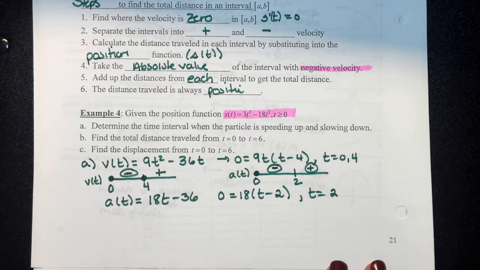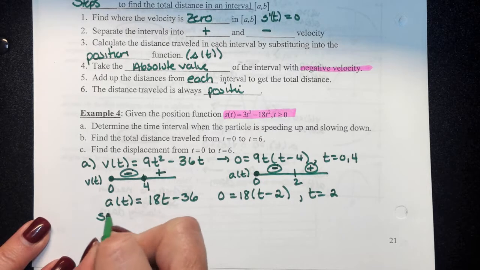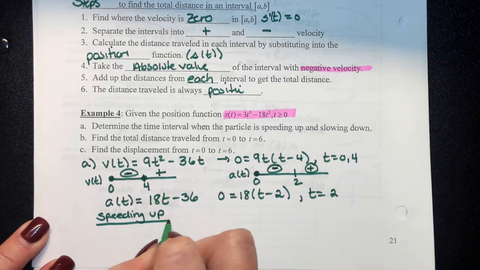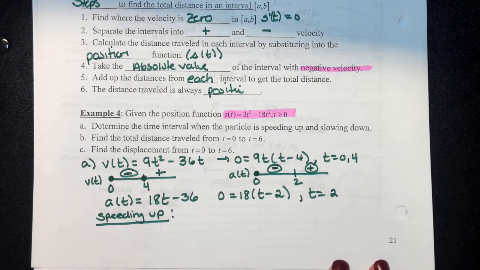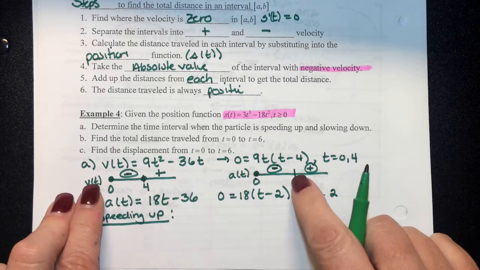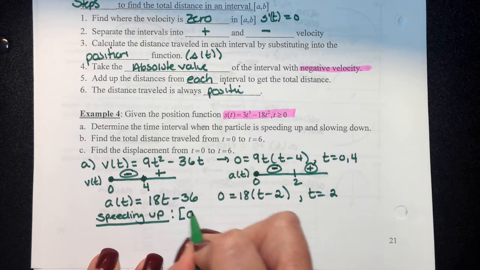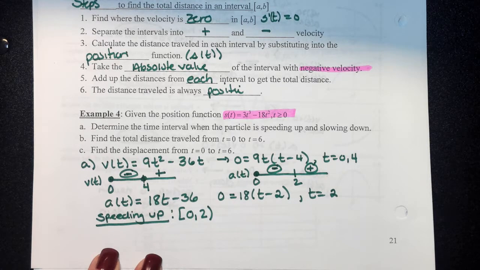So now I need to figure out where I am speeding up. Remember, I'm speeding up where acceleration and velocity are the same sign. So where is my acceleration and velocity the same sign? Well, they're both negative from 0 to 2, correct? So I know that I'm going to be speeding up from 0 to 2. Anywhere else? 4 to infinity.